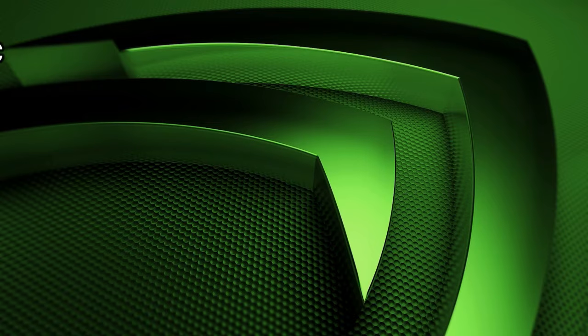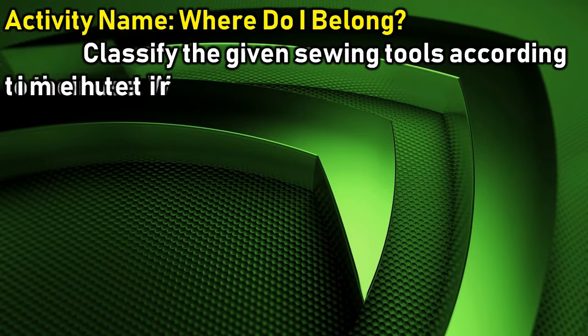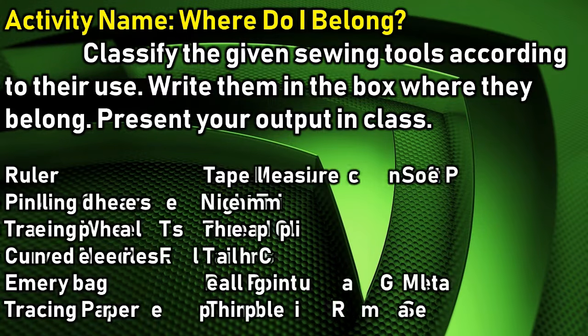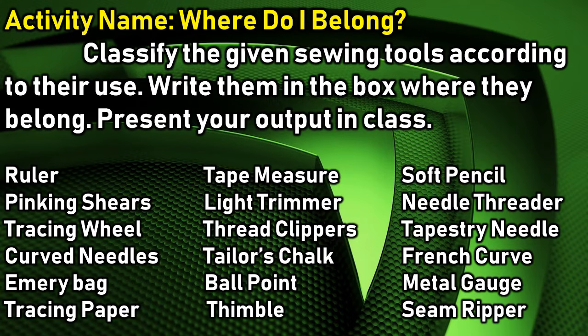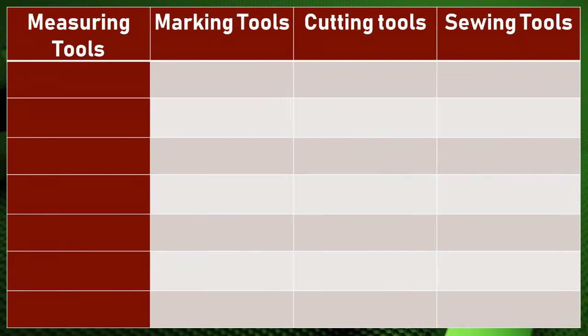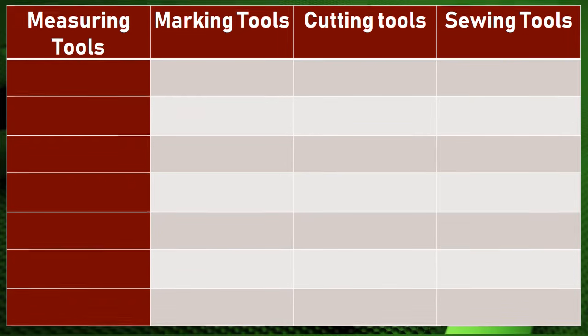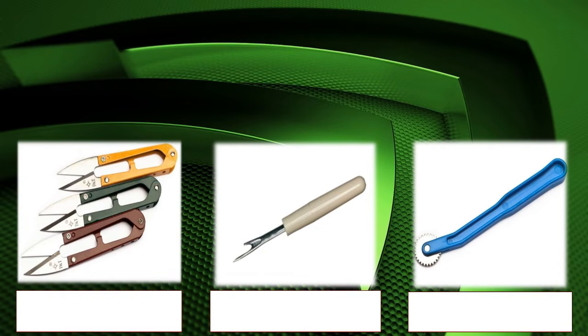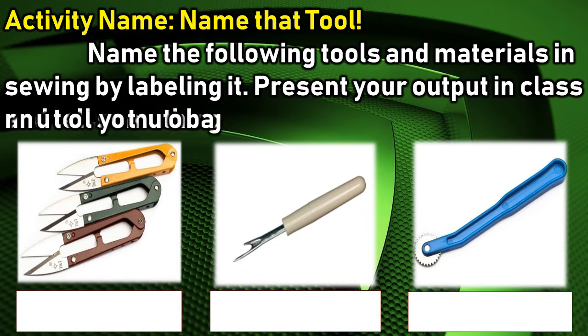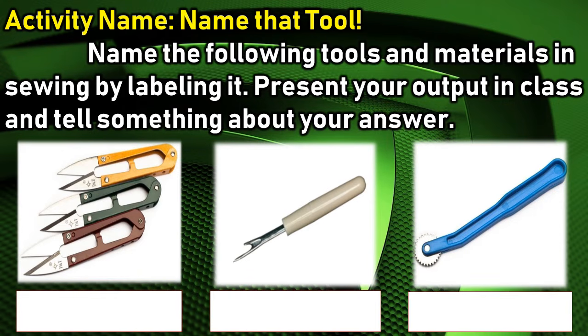Where do I belong? Classify the given sewing tools according to their use. Write them in the box where they belong. Present your output in class. Name that tool. Name the following tools and materials in sewing by labeling it. Present your output in class and tell something about your answer.